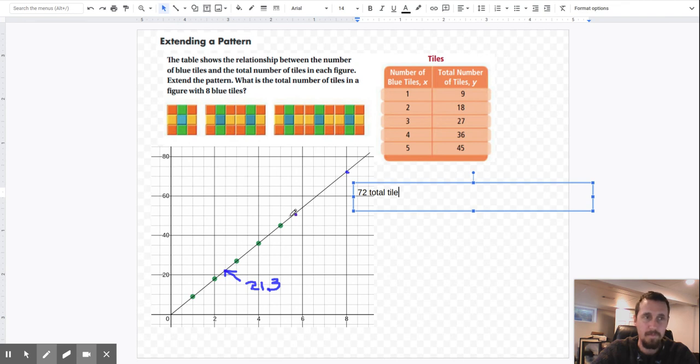Okay. So that is how you would extend a pattern with a graph. And then next we're going to look at how you would do that same thing with an equation.